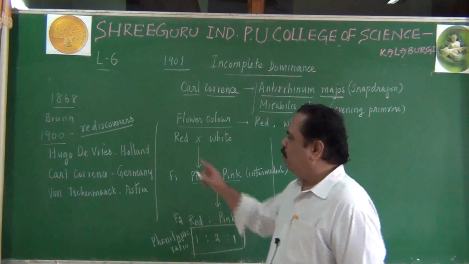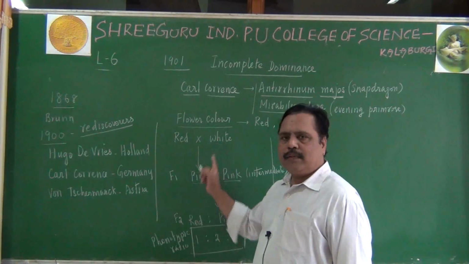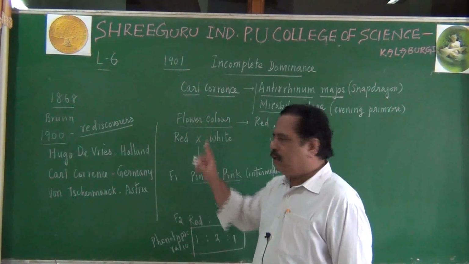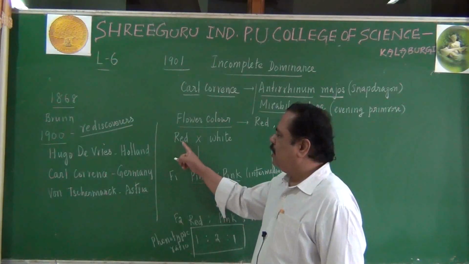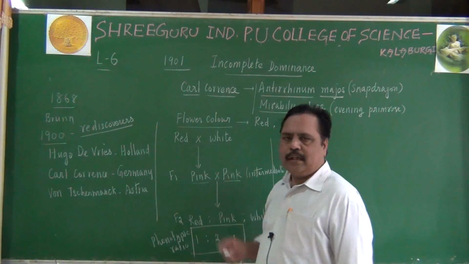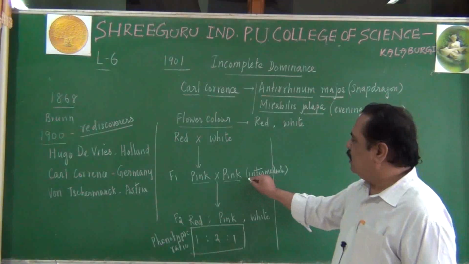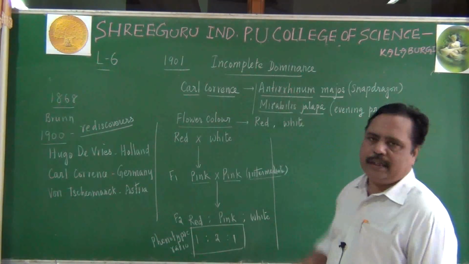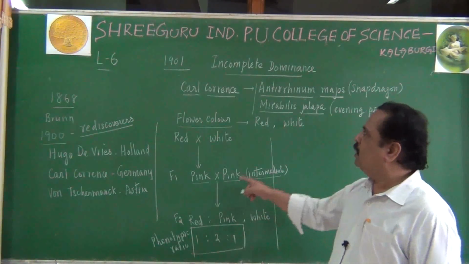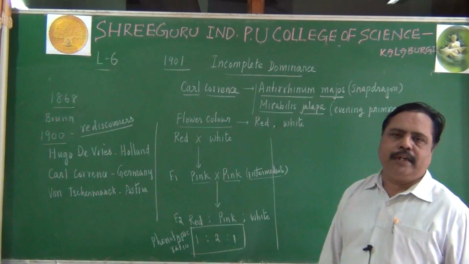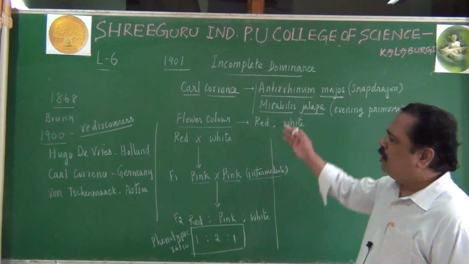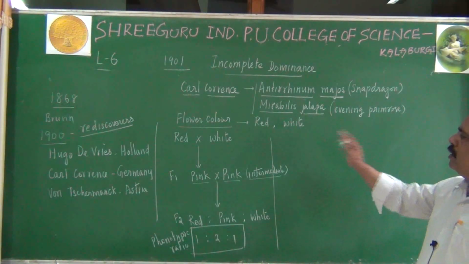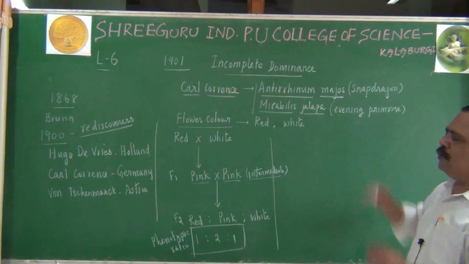Please recall, when you crossed tall and dwarf, you got tall. When you crossed violet and white in pea plant, you got violet. But here, neither red nor white. A new character comes here, that is an intermediate character. When an intermediate character appears in the F1 generation, we call it incomplete dominance. What explanation can we give for this process? Let me continue here. Let us go for the explanation.